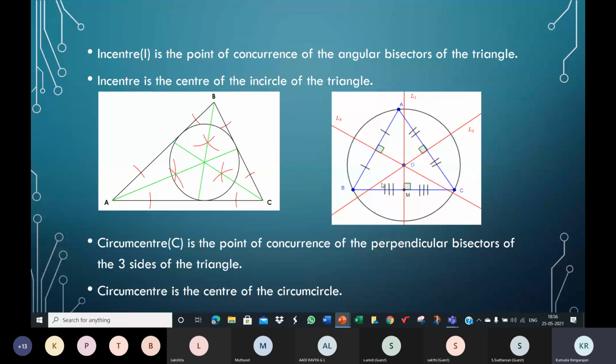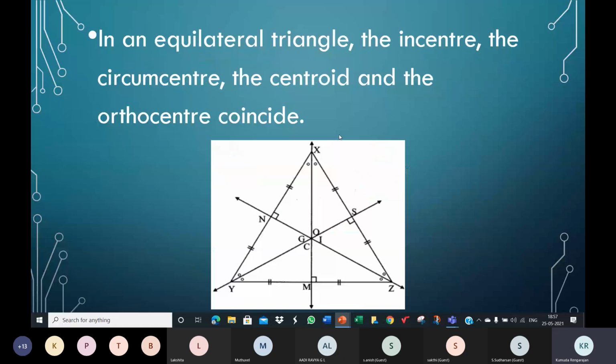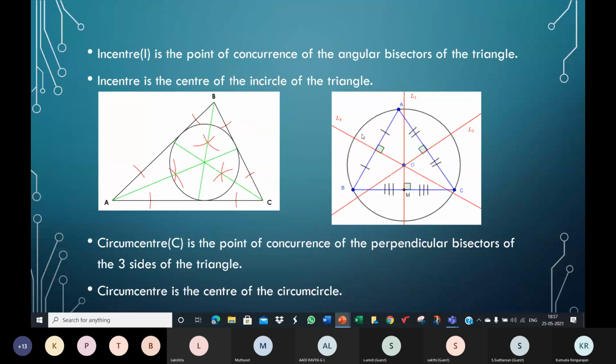And here, what you see are the perpendicular bisectors, not the altitudes. What you see here, line 1, L2, and L3, line 1, line 2, and line 3. These three, okay, L1 is the perpendicular bisector of the side BC. It's the perpendicular bisector.